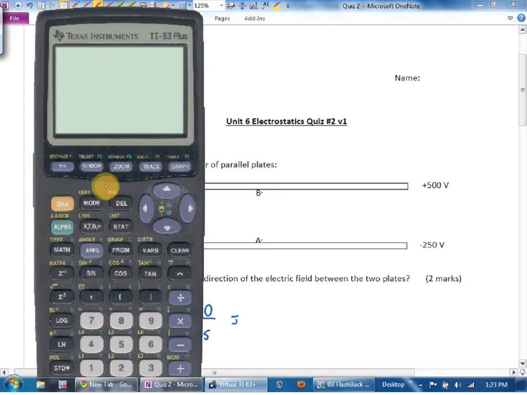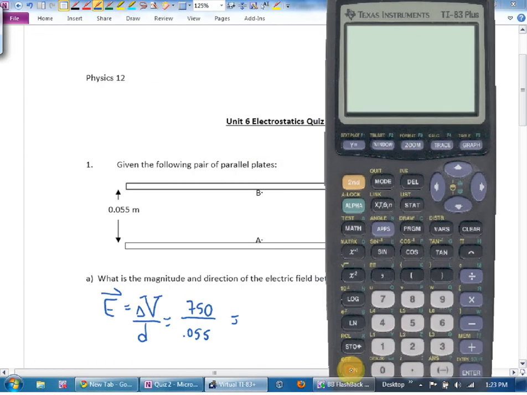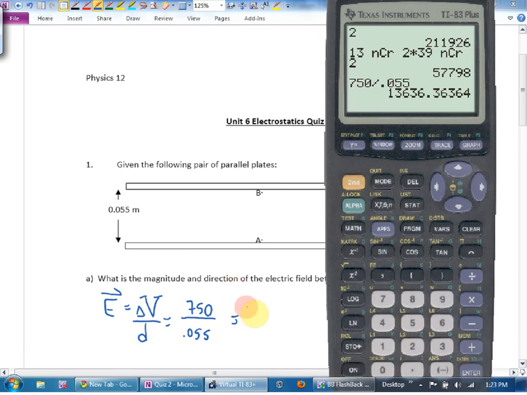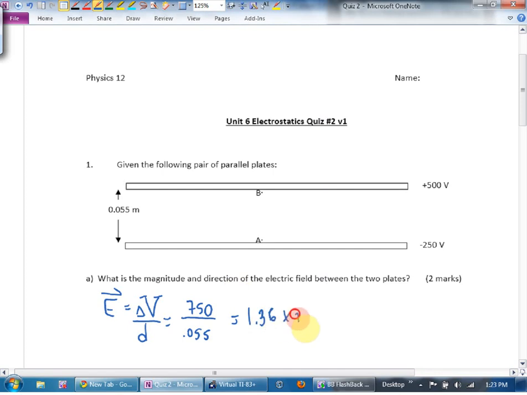And I get a magnitude of 750 divided by 0.055. 1.36 times 10 to the fourth volts per meter or newtons per coulomb. That's the magnitude. What's the direction? If I'm a positive charge right there, which way do I want to move? Down. One mark for the answer, one mark for the direction.